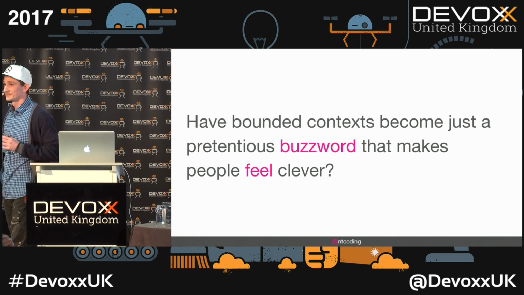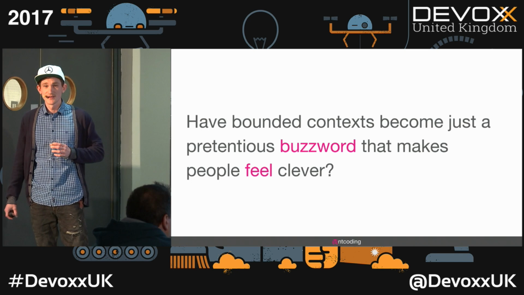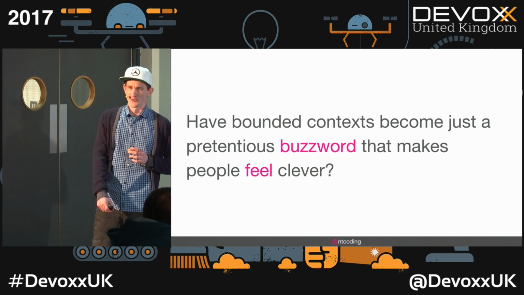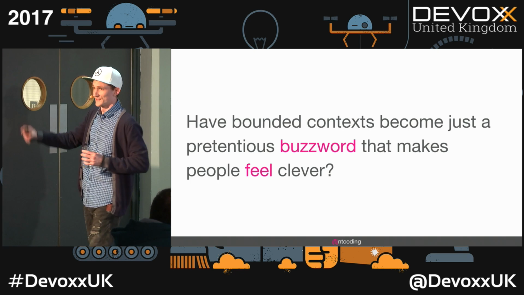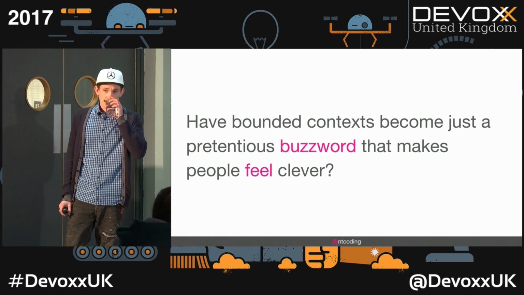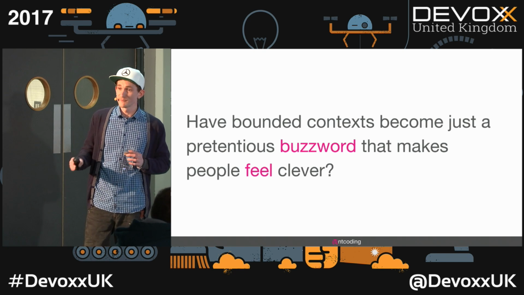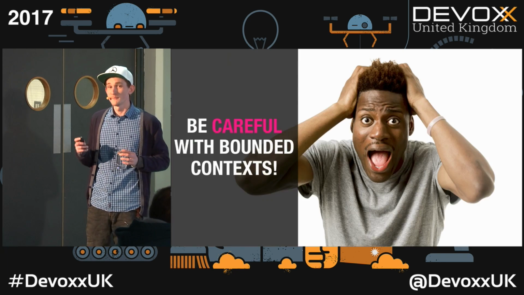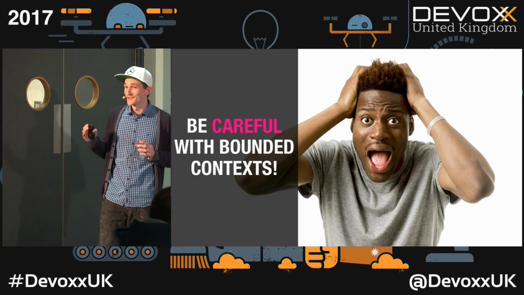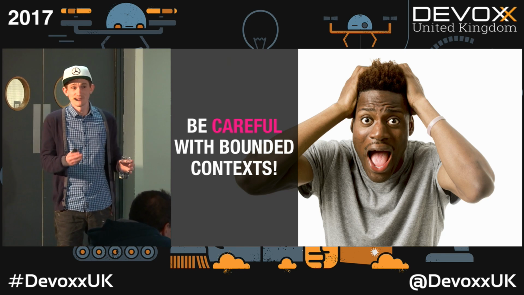So I wonder, have these bounded context things just become a bit of a buzzword? And people like to use them to make themselves feel clever. Oh yes, we're using bounded context and that DDD stuff. We're doing it all right. I think they have become a bit of a buzzword, but there is some useful stuff in there. But before we get to the useful stuff, I need to warn you. You can't just go around calling anything a bounded context, because you're going to have problems.